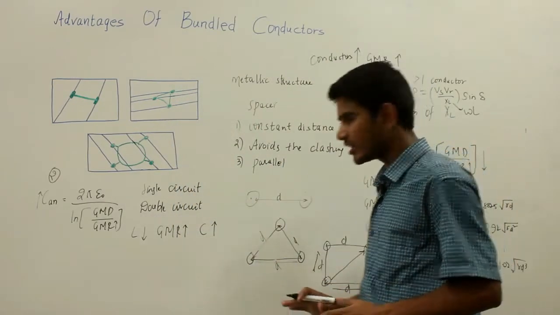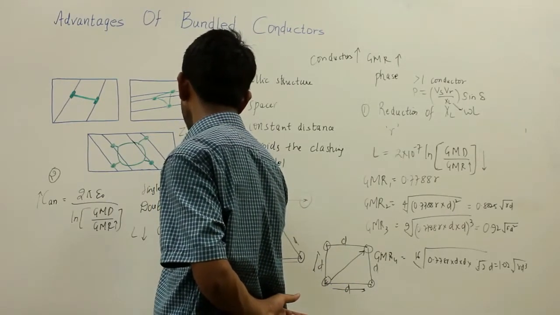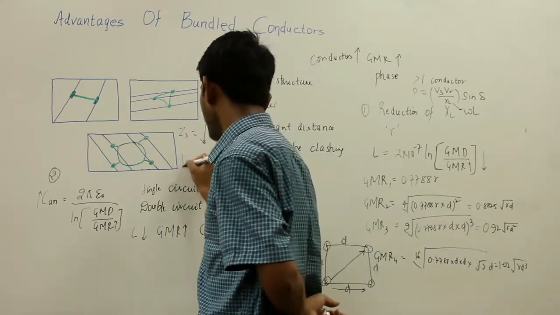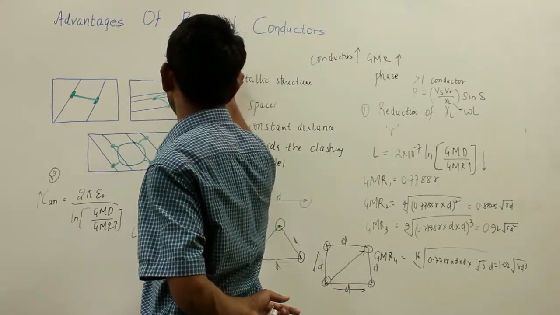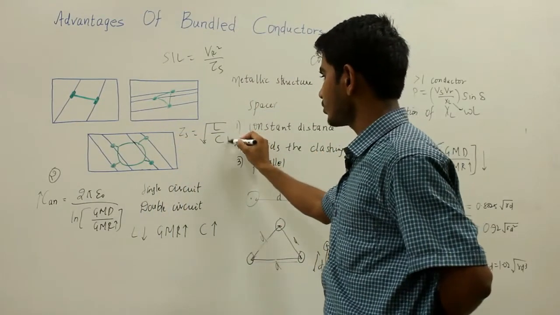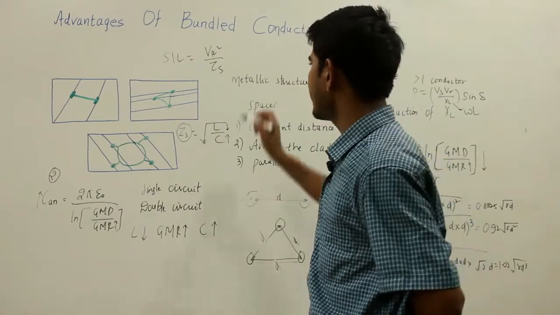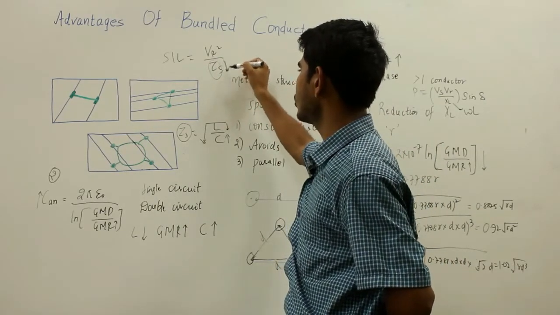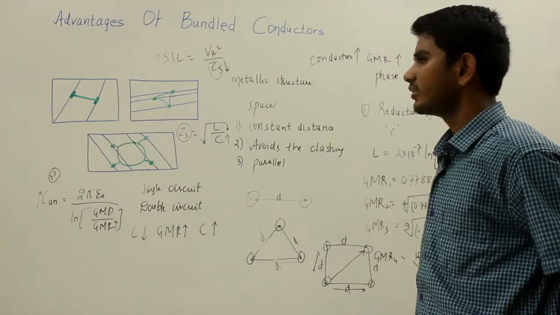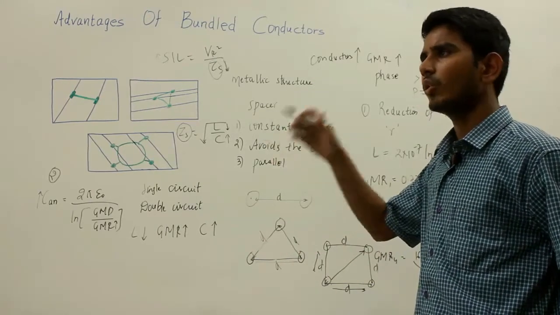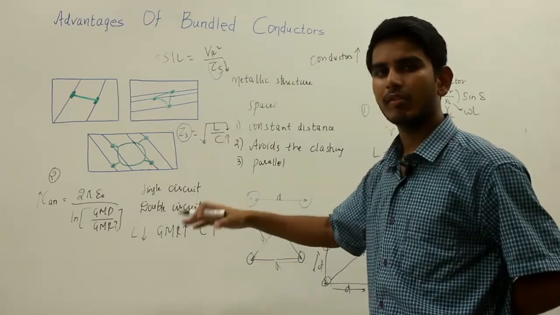Now we know the surge impedance, ZS, is given by under root of L by C. The surge impedance loading SIL will be given by VR square by ZS. So here as C is more and L is less, you will be witnessing your ZS to be a very low value, and hence as this ZS goes to a very low value, you can increase the surge impedance loading of the line, which is nothing but the loading capacity of your line. So you can enhance the loading capacity of your line by decreasing the inductance, by increasing the GMR, that is nothing but increasing the number of conductors per phase.